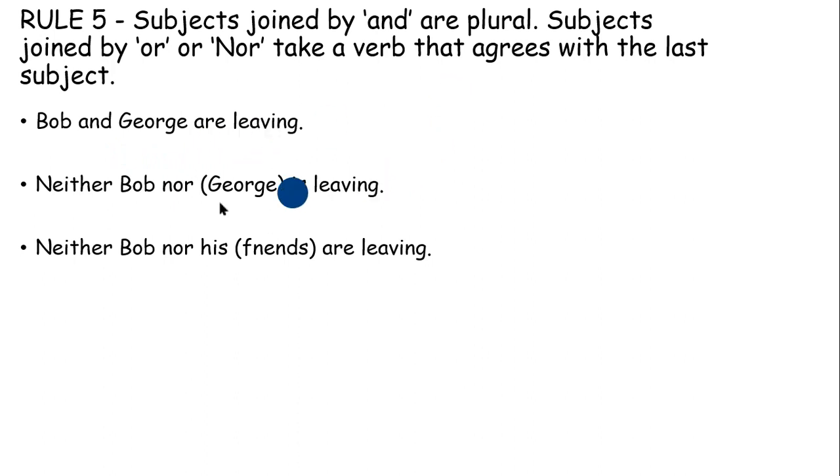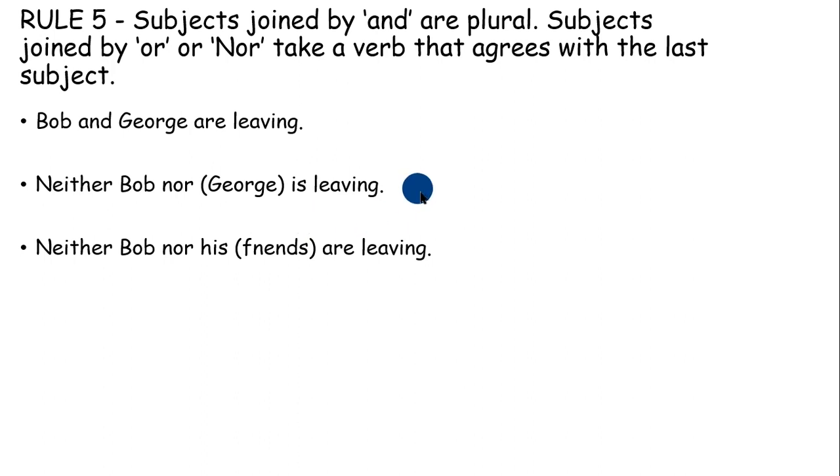Now let's look at the second rule. Neither Bob nor George is leaving. Now in this sentence, Bob and George are joined by the word nor, right? So in this case, the verb will be based on the last subject. And which is the last subject? George. Now George is a singular subject. It will take on a singular verb. So neither Bob nor George is leaving.